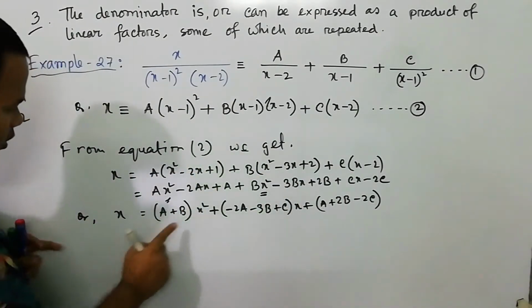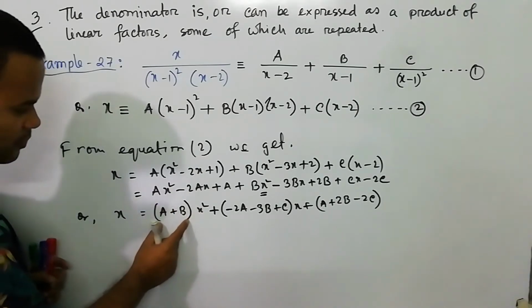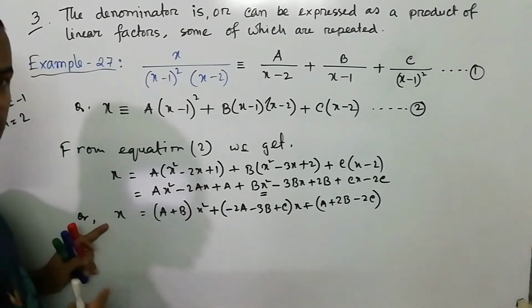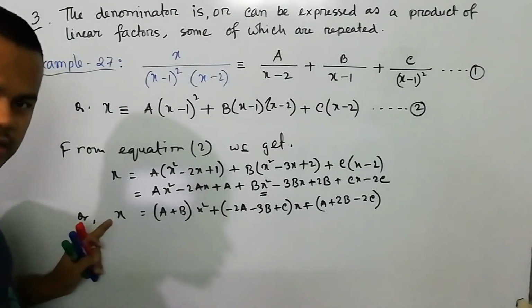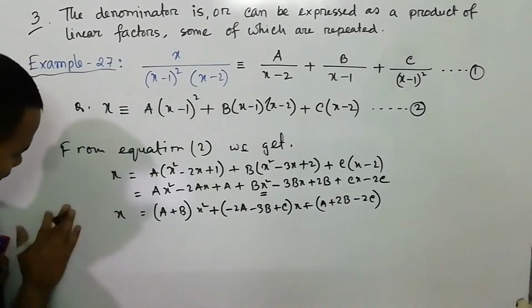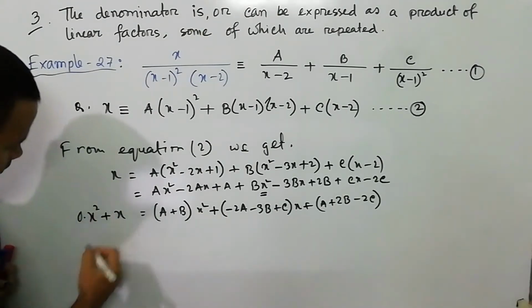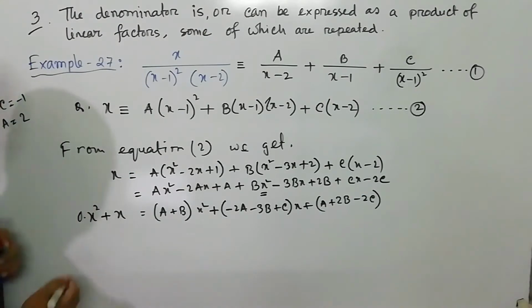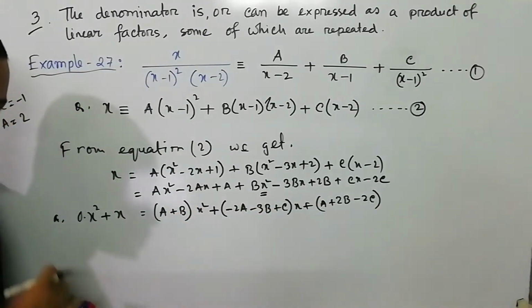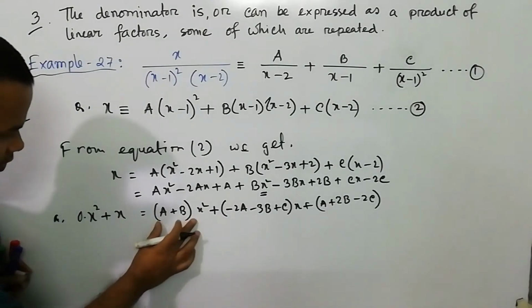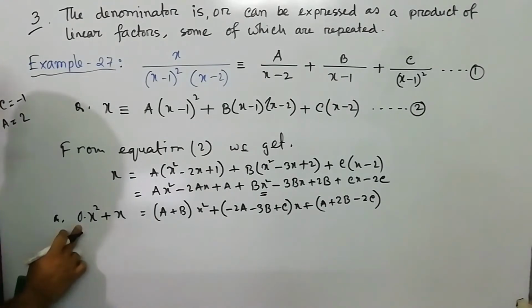Okay, here the coefficient of x square is a plus b, but here we don't have any x square. So we can write it as 0 into x square plus. Now if we equate the whole equation on both sides, the coefficient of x square is a plus b, and here we have 0.